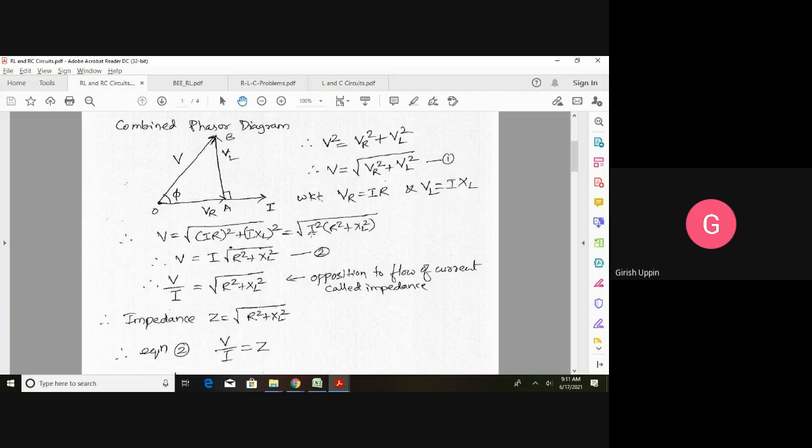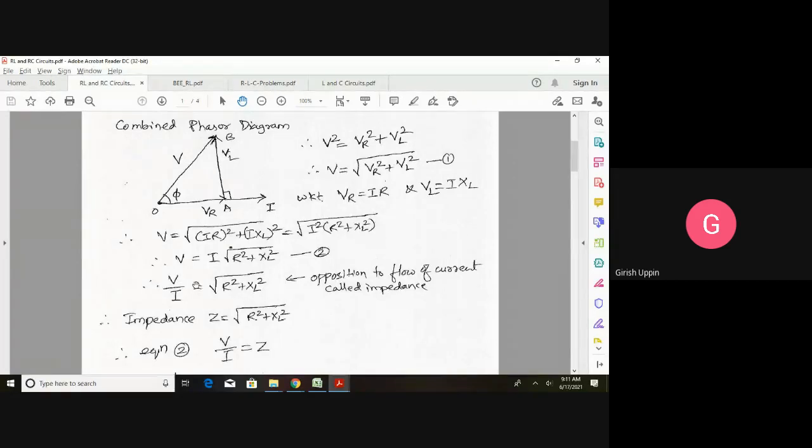I square I can take out. Inside the bracket what remains? R square plus XL square. I is same for both, right? Now square root of I square into R square plus XL square. I square I can take out of the square root. Therefore V is equal to I into square root of R square plus XL square, or I can write V by I is equal to square root of R square plus XL square.